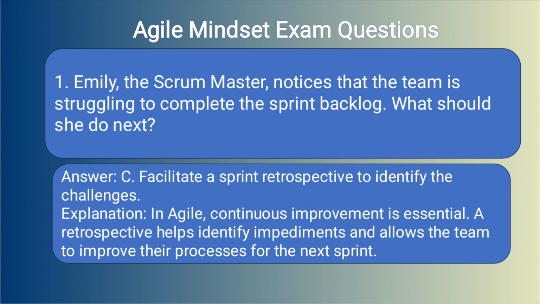Answer: C. Facilitate a sprint retrospective to identify the challenges. Explanation: in Agile, continuous improvement is essential. A retrospective helps identify impediments and allows the team to improve their processes for the next sprint.